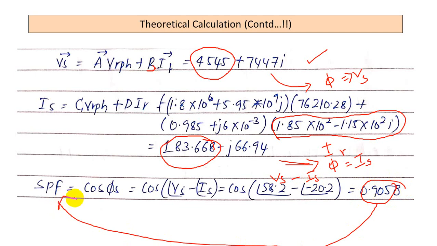I repeat, it is the cos of the angle difference between VS and IS. So it is going to be 58.2 minus 20.2. This is going to be your sending end power factor. As you have already identified your sending end voltage and sending end current, you have to directly substitute into the formulas so that you will arrive at efficiency, voltage regulation, sending end power factor and receiving end power factor.